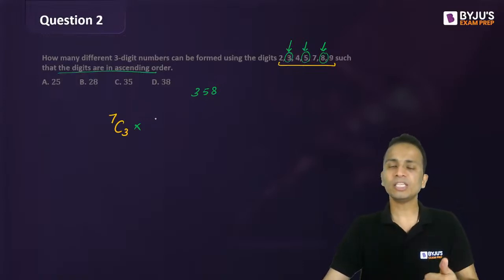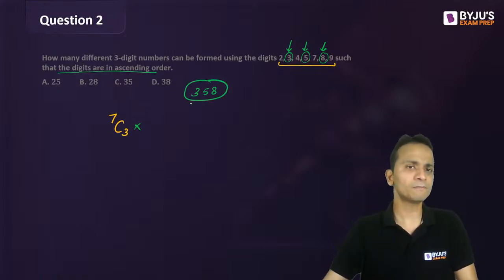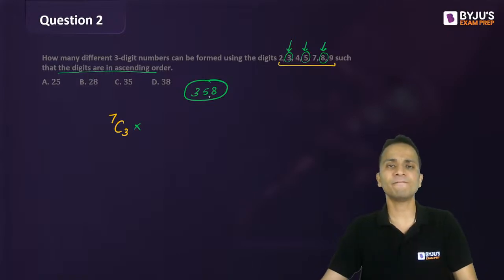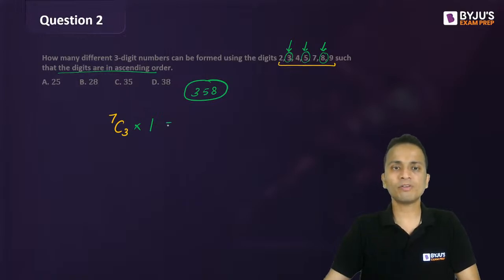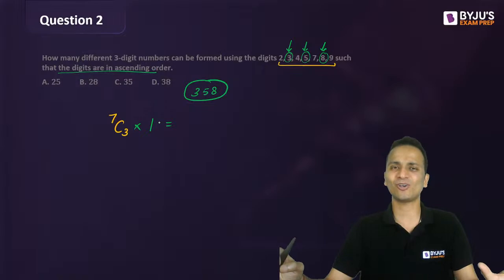How many three-digit numbers can be formed using this selection of three digits such that my condition is satisfied? You will observe that there is only one number that can be formed, which is 358. So corresponding to every selection of three digits, only one three-digit number can be formed. So the final answer should be 7C3 multiplied by 1, and that's all.